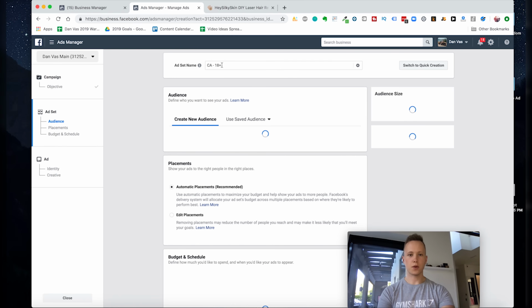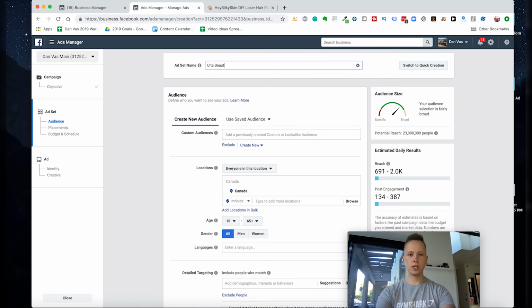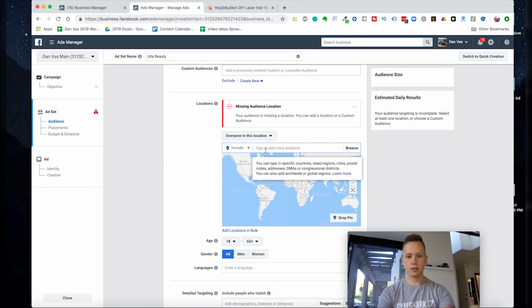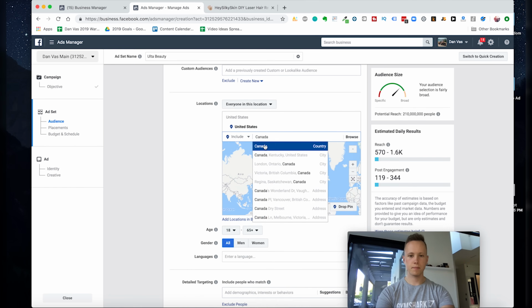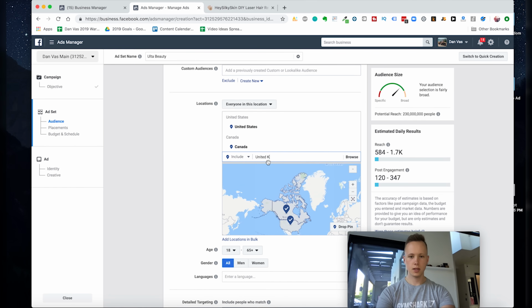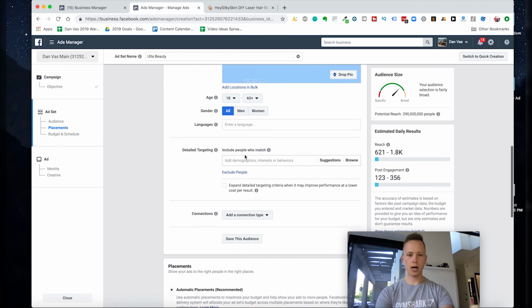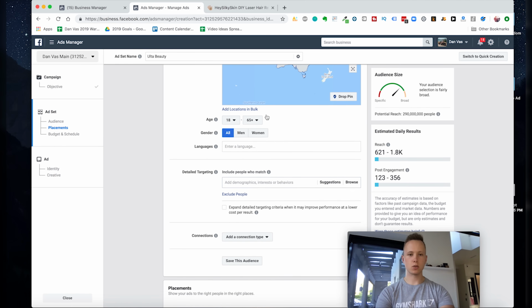Click continue. And then for ad set name, the very first one is Ulta Beauty. For locations, we're going to be doing the big 4, right? If your store is only targeting, let's say, Germany, then obviously do Germany, Canada, United Kingdom, and then Australia. Now we're going to go down, and for the age, we can just do all. Now for gender, we can do all as well.